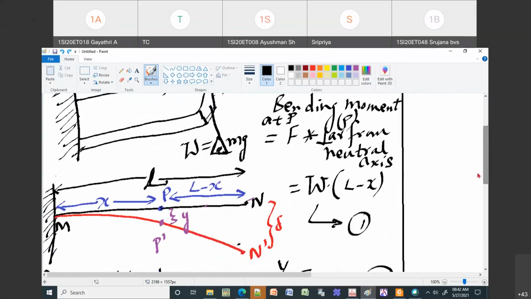distance, the distance has to always be from the neutral axis. Sometimes, even if there is some load, the neutral axis can displace, meaning it will change. In that case, M is already fixed, so I cannot take M as a reference point. I have to always take N as the reference point. Now when I'm talking about the bending moment at P, it is a force. The force is your external applied weight, W, which is m times g, into the perpendicular displacement of P from the neutral axis.